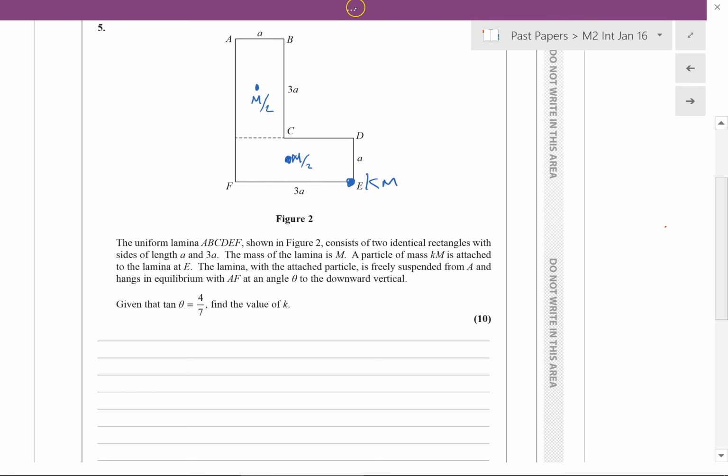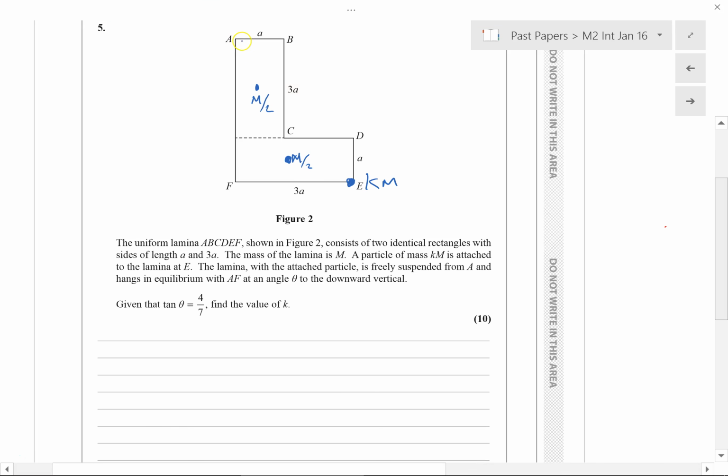And just to look ahead a little bit, what's happening is we've got the things suspended from A, and we're given the angle that this makes, so we know where the centre of mass lies along this line, because the vertical line must go through the centre of mass. So we're going to use that fact to work out what the value of k is.